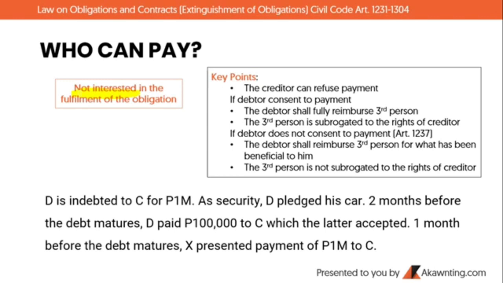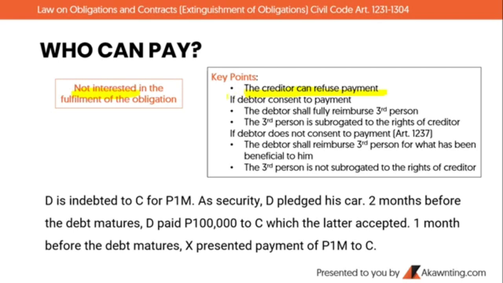Okay, so what are the key points? Okay? First key point, unlike doon sa una, this time, the creditor may validly refuse payment from a third person who is not interested in the fulfillment of the obligation. Yung kanina kasi, pag interested, hindi niya pwedeng i-refuse. Okay? Pero this time, pwede niyang i-refuse. And kung i-refuse niya man, hindi siya in delay. Okay? Kasi valid yung magiging refusal niya. Okay? Kasi hindi naman interested person yung nagbabayad. Okay ba? Okay. Pero what if, nevertheless, tinanggap ni creditor.